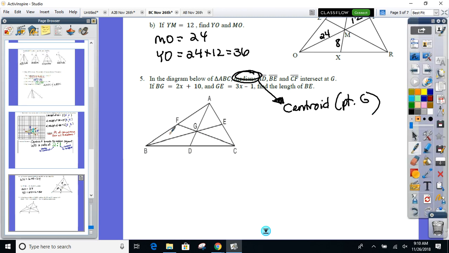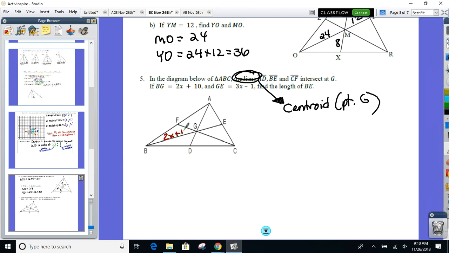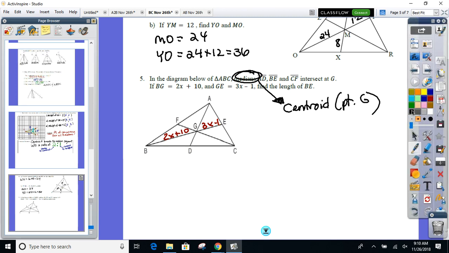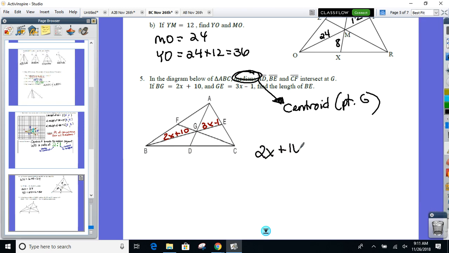All right, BG, 2x plus 10. GE, 3x minus 1. They are not equal to each other. I'll set them equal, but I need you to adjust my equation to make it correct. This is incorrect. I need your help making it correct, though. You know, it breaks it up in a ratio of 2 to 1. 2 things I could do here. I could use 1/2 or I could use 2, but it's got to be on the appropriate side.